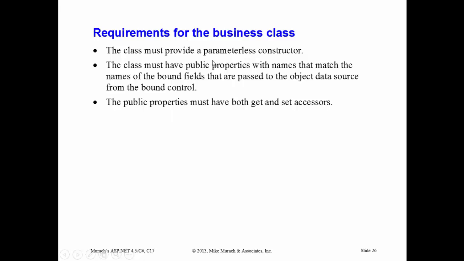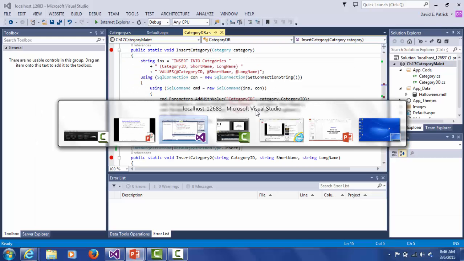Some other requirements when you're developing your data access layer: your class has to have a parameterless constructor, which typically C# will generate for you automatically anyway, so it's usually not an issue. It has to have public properties. The names have to match the name of the bound fields, which I mentioned earlier. And they have to have both get and set accessors. So we don't have an example of that here, but let me jump out to my code and show you what they're talking about there.